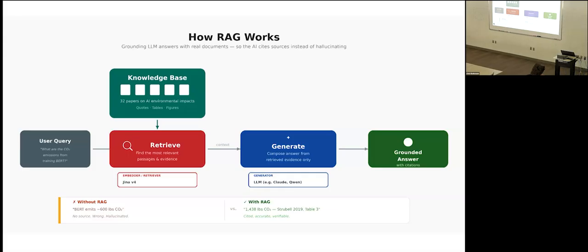Any questions about RAG in general before we move on? Zoom or in person? Okay, I think we're all on the same page. Thank you, Claude, for the visual here. Quickly generated.